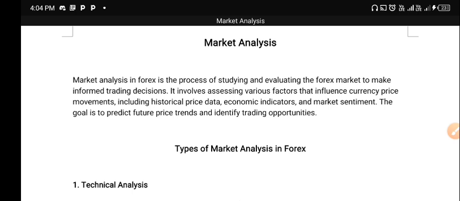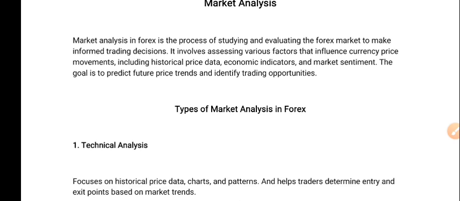Market analysis. Market analysis in forex is the process of studying and evaluating the forex market to make informed trading decisions. It involves assessing various factors that influence currency price movement, including historical price data, economic indicators, and market sentiment. The goal is to predict future price trends and identify trading opportunities. So basically what this is saying is that we look at past price movements, through maybe price data or economic indicators, to be able to predict future price trends or movements so that we can enter the trade, you understand, or identify trading opportunities.